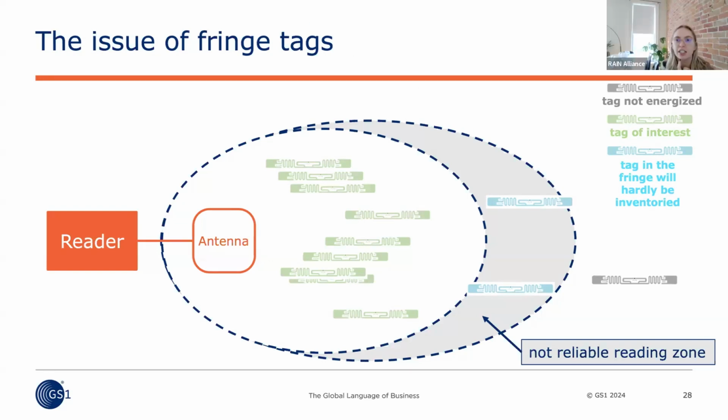Thanks, Jim. Just another follow-up question. It seems the solution for fringe tags in Gen2v3 is similar to power boost of Gen2X from Impinj. Is that correct? Renee, can you take the question? Yeah, I can. Unfortunately, they're different. They're different.